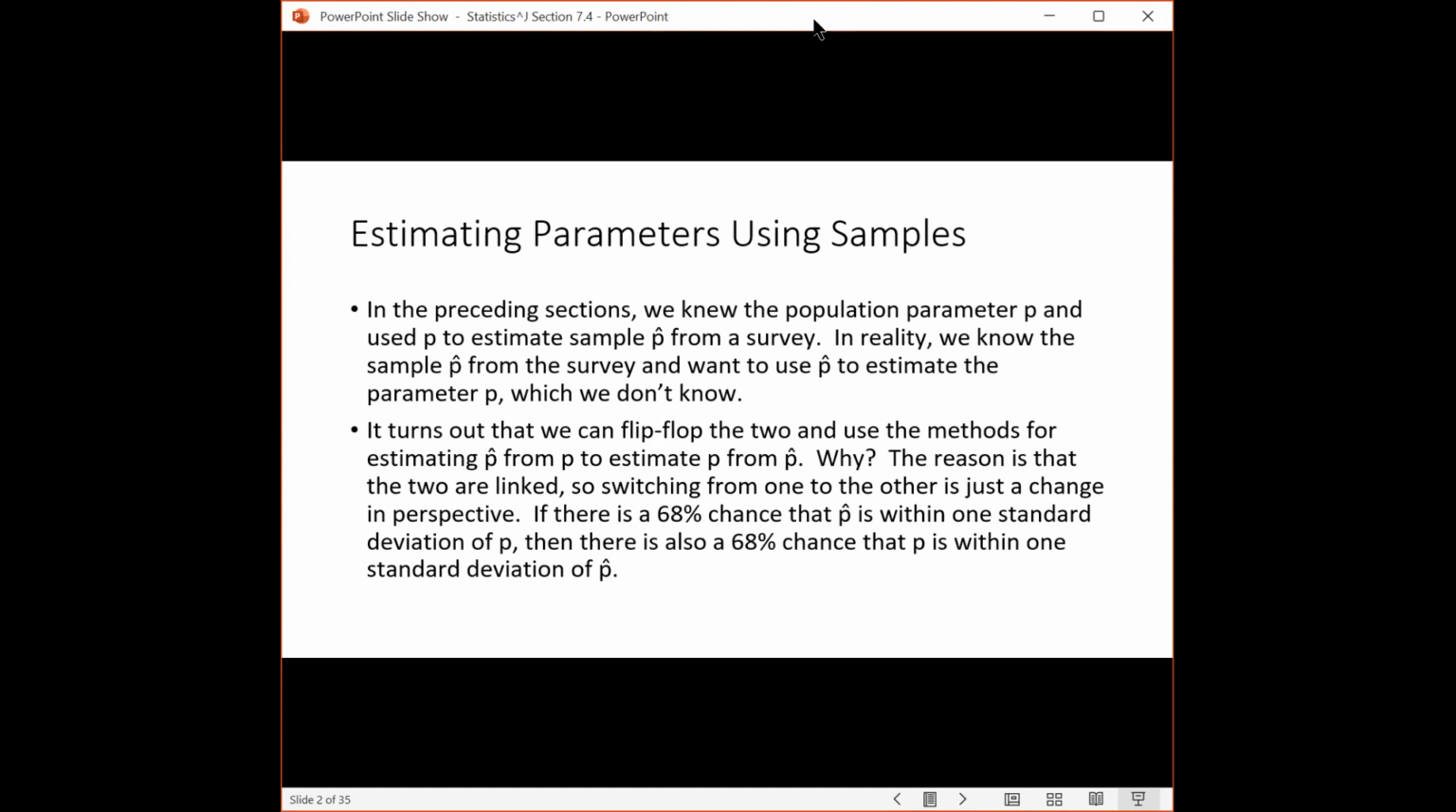If there's a 68% chance that p hat is within one standard deviation of p, which is what we did in the last section, then there's also a 68% chance that p is within one standard deviation of p hat, which is what we're going to do in this section.